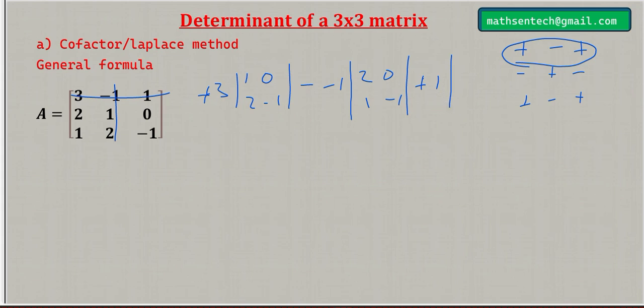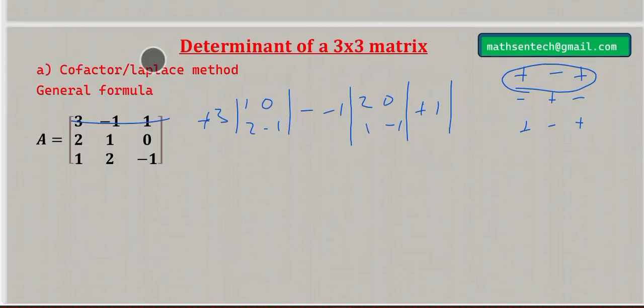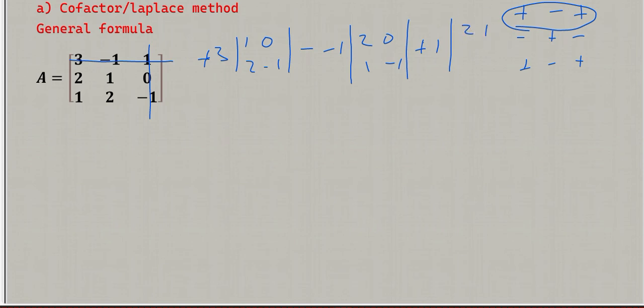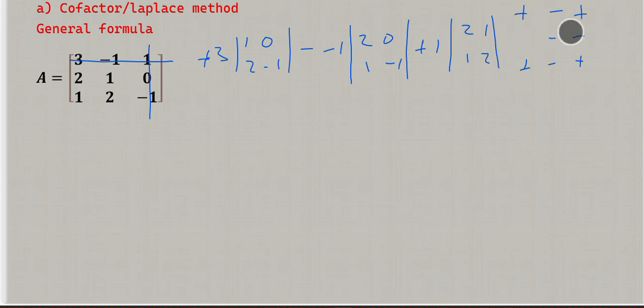And again, you do the same thing. You get the minor of that one. So you cancel this and that, and you remain with 2, 1, 1, 2. And you're done with that. Let me just remove this, it's not necessary here.